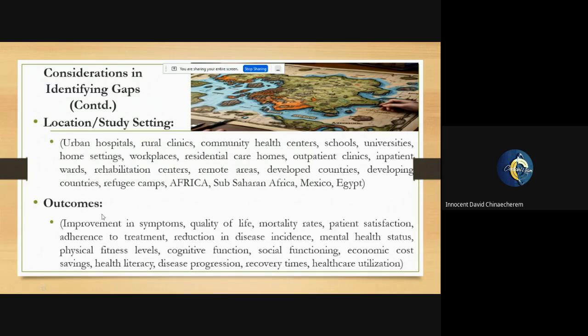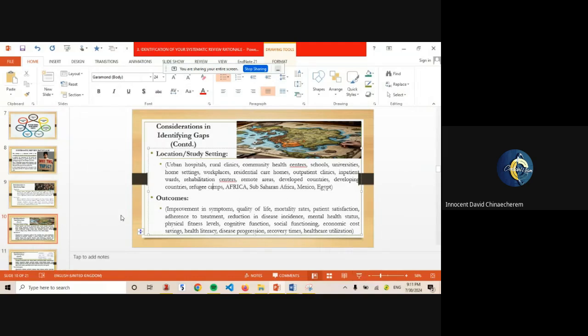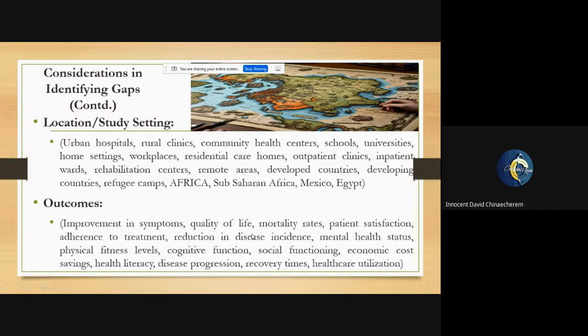It could also be based on your outcomes, on healthcare literacy, financial and economic cost savings, disease prevention, it could be anything. It could also be based on prevalence. You could also be looking at prevalence, which could be part of the outcome. So these are the things you need to put into consideration. You can also put prevalence. It could also be there.